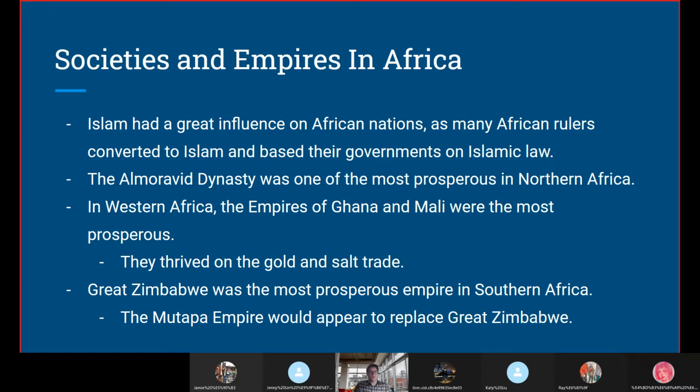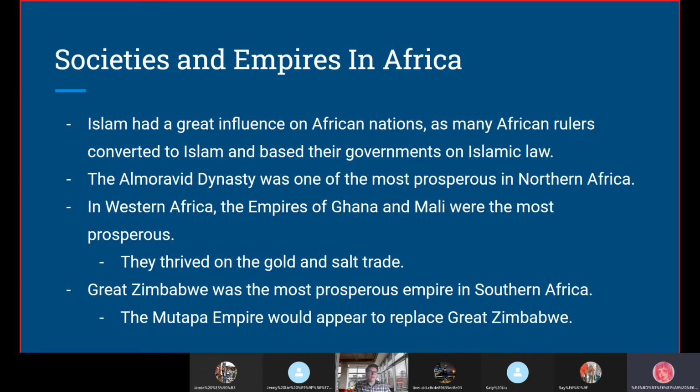So you really don't know the weather, the climate. It's very influential on these civilizations because they didn't have air conditioning, they did not have heating, they did not have refrigerators, they could not preserve their food as well in certain parts. So the Mutapa Empire was thought to have actually replaced the Great Zimbabwe.